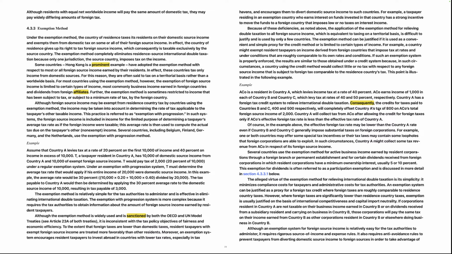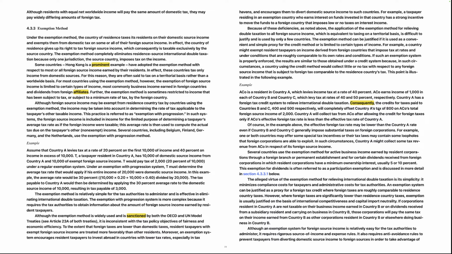Consequently, the credits for taxes paid to country B and C, 400 and 500 respectively, will completely offset country A's tax of 800 on ACO's total foreign source income of 2,000, which levies an income tax rate of 40%.